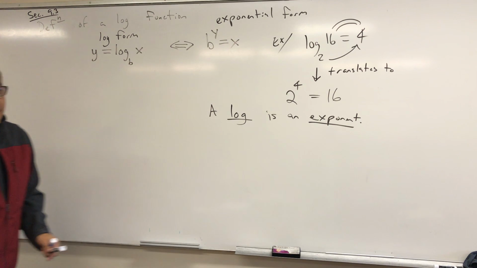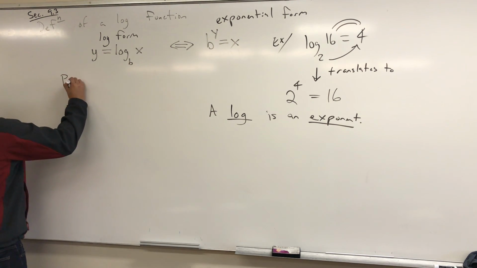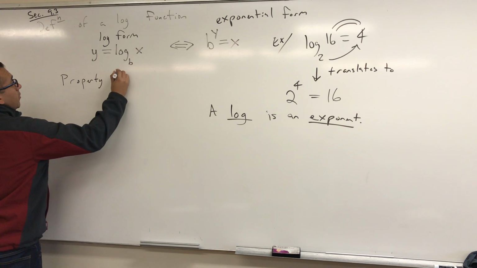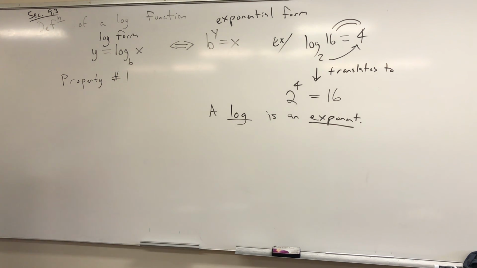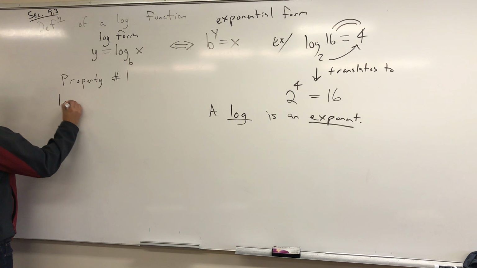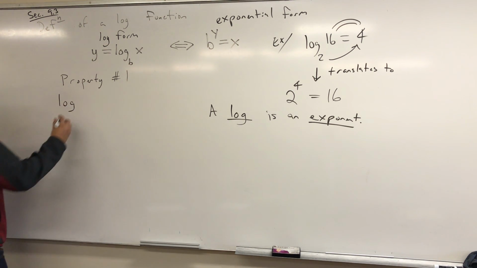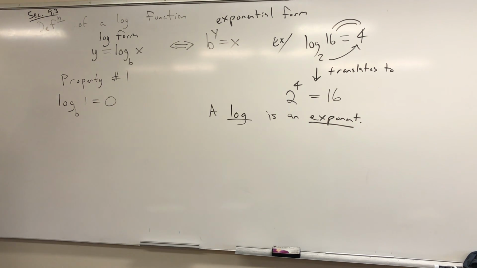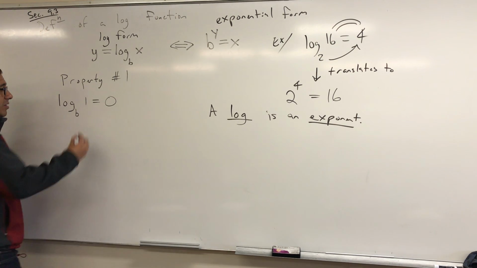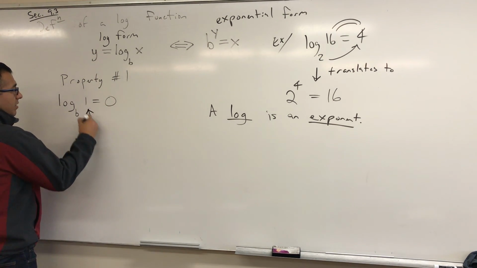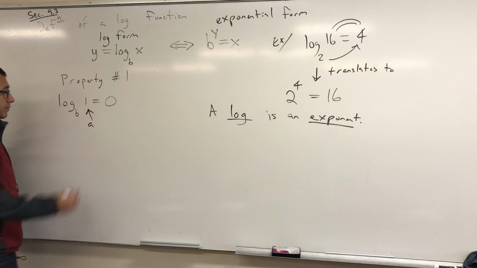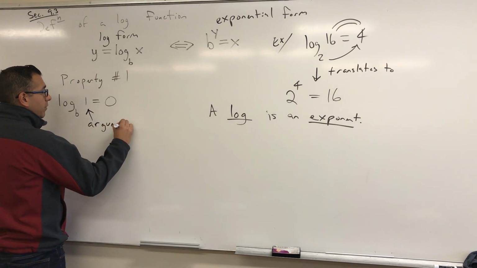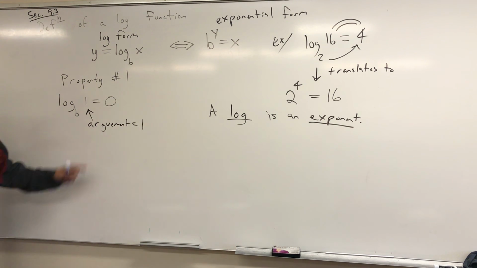All right, so property number 1: log base b of 1 equals 0. If I translate this property to English, all that means is when my argument is 1, whatever's in here, this is our argument, then your answer is 0.